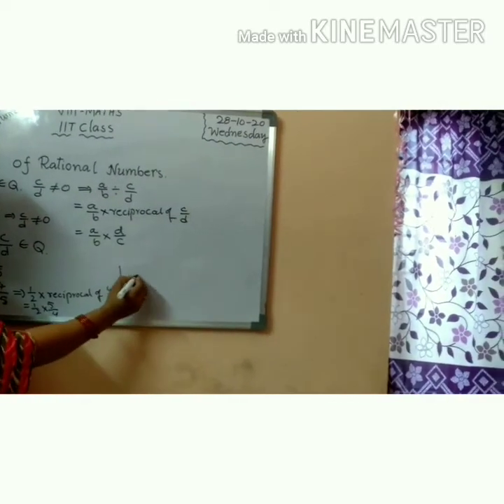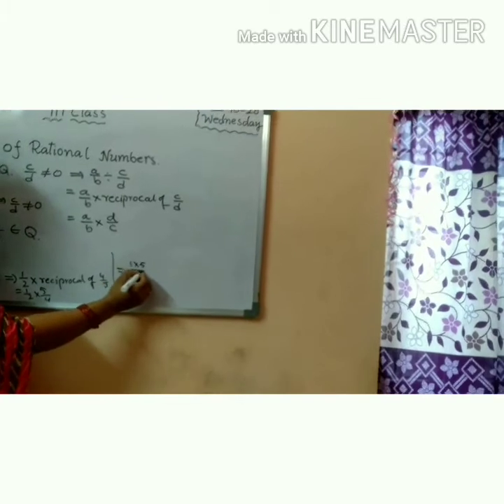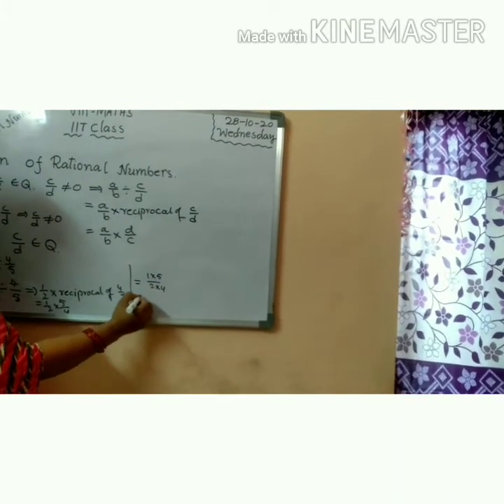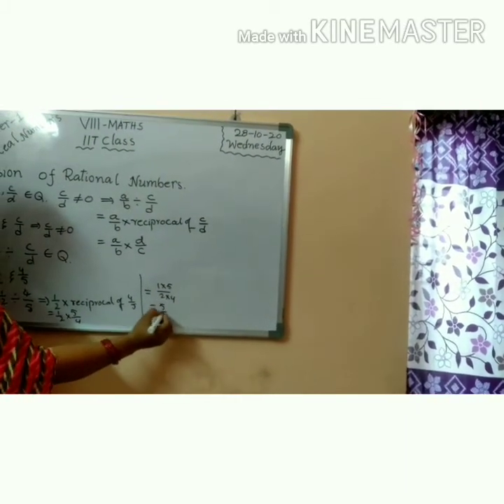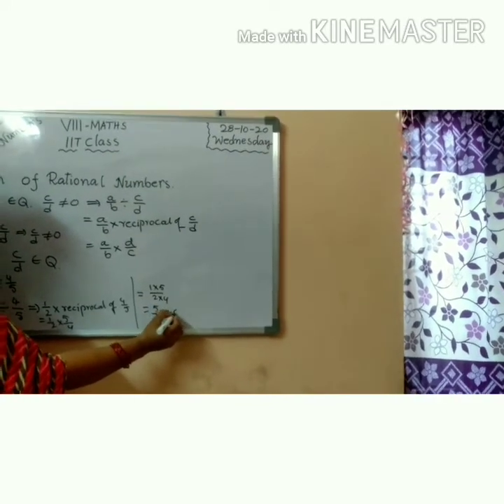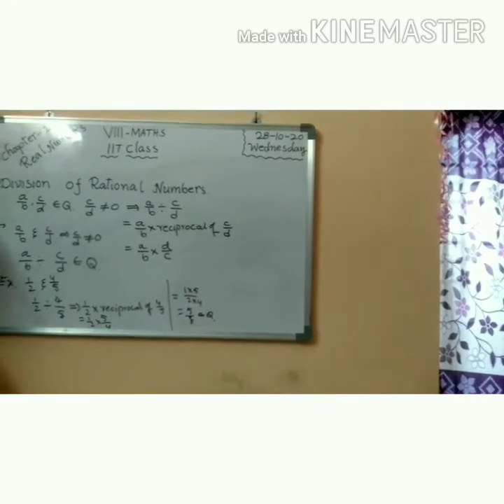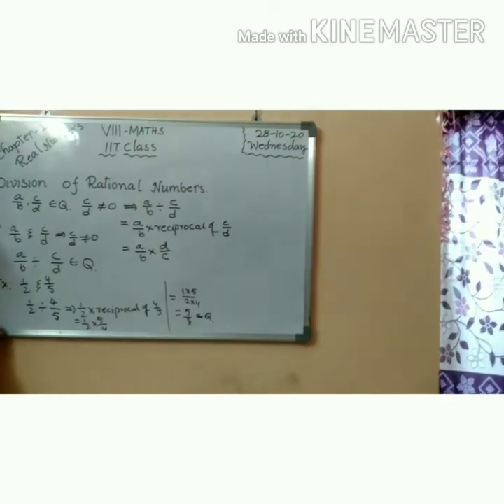So that is equal to 1 into 5 over 2 into 4. 5 ones are 5, 2 fours are 8. So 5/8 is a rational number. It belongs to the rational numbers. Did you understand, children?